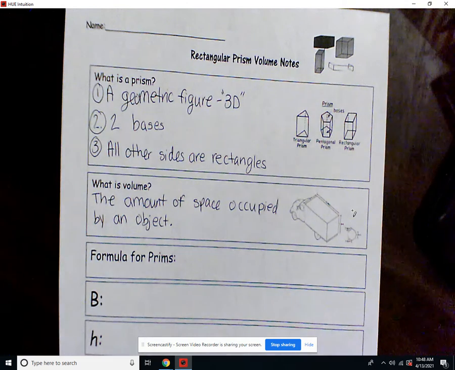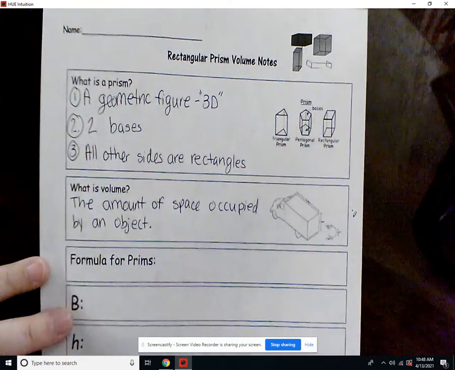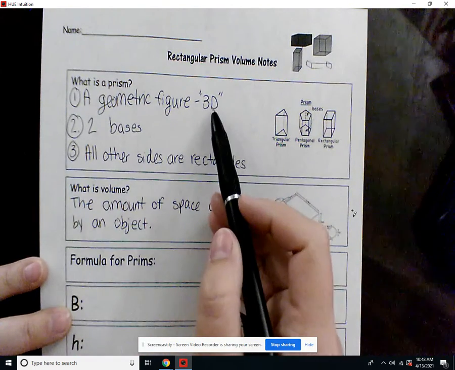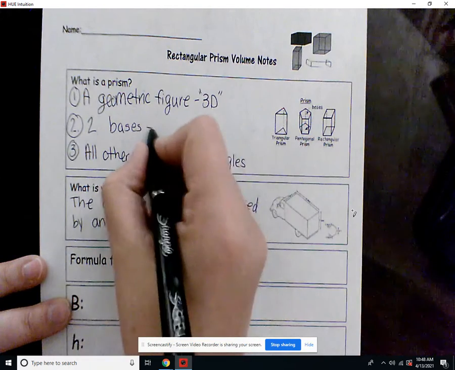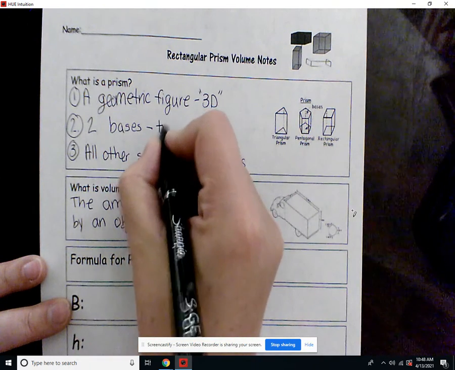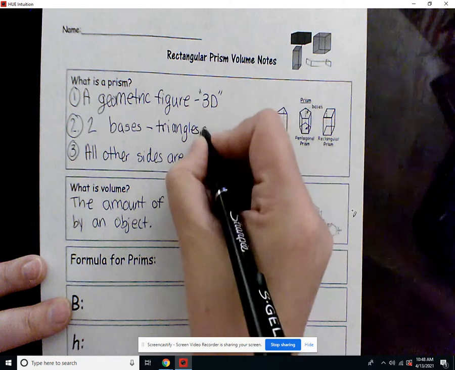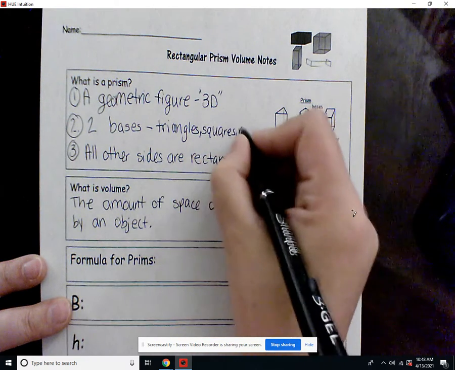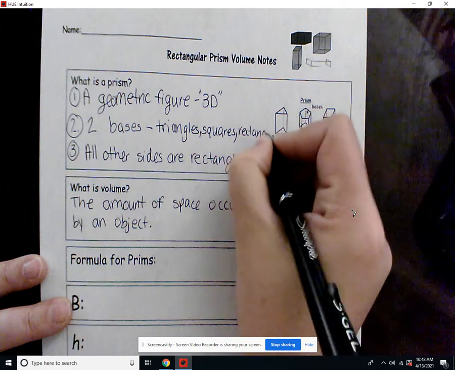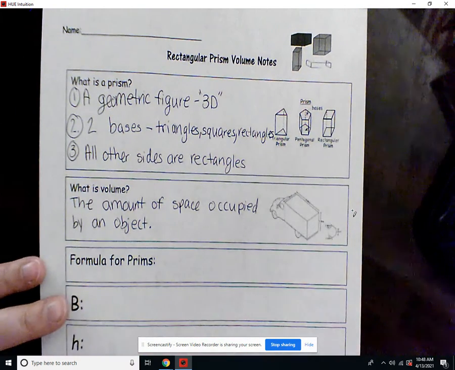Right, for today's lesson, we're going to look at volume of a rectangular prism. So first, we need to know what a prism is. It is a geometric figure that's going to be three-dimensional. It's going to have two bases. Most of the time we're going to have triangle bases, square bases, or rectangle bases. And then all the other sides will be rectangles that go around the bases.